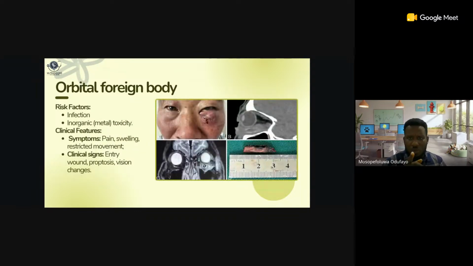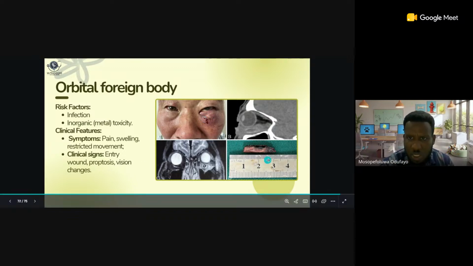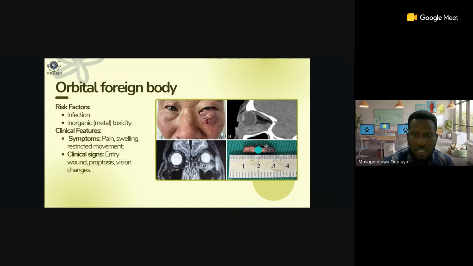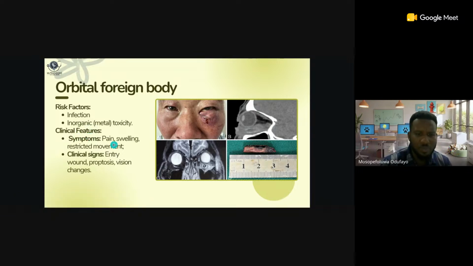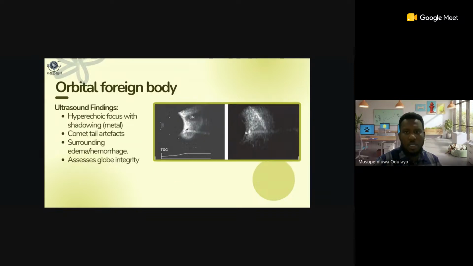Look at this foreign body, this wood in this man here. This was his condition. And look at what they brought out of his eyes. Look at what they saw on the MRI. Or is this on the CT and also the MRI. Risk factors, infections, and inorganic metal toxicity. Symptoms include pain, swelling, and restricted movement. Is that okay? Ultrasound finding will be a hyperechoic focus with shadowing if it's a metal.